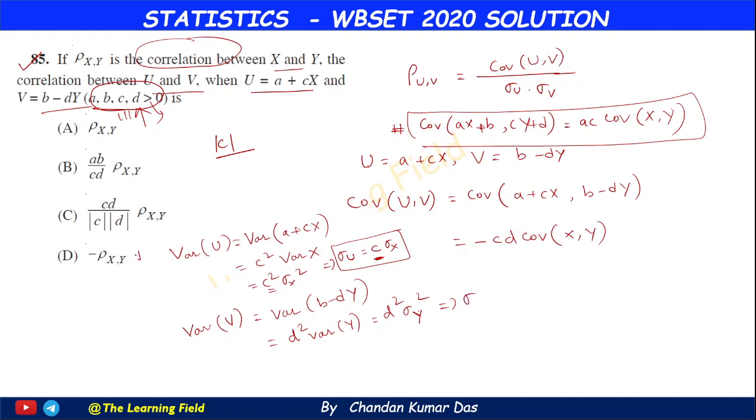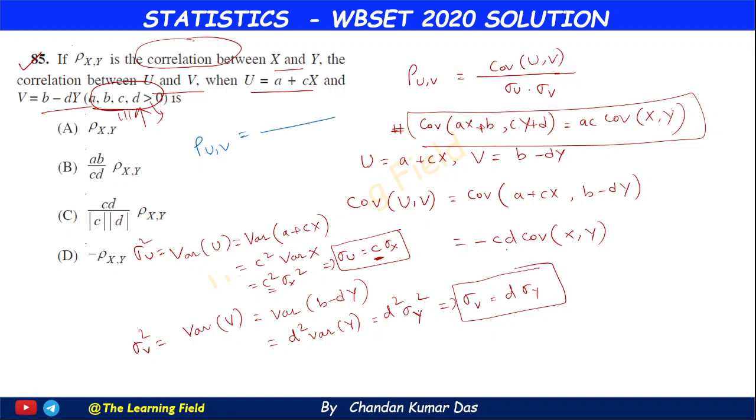This is equal to sigma square u, you can take, and this is equal to sigma square v, you can take. So sigma v is equal to d sigma y. Okay, so we put just the values in the given formula. So from the given formula we get rho of u v, this is equal to what?